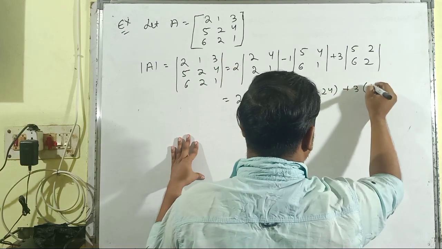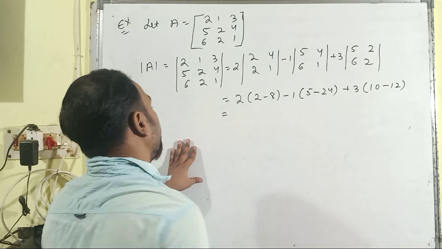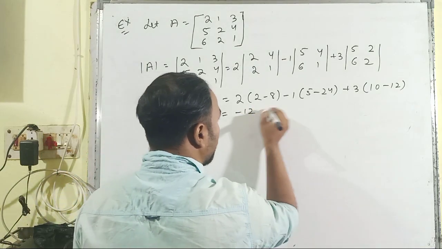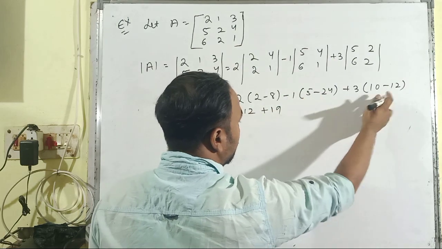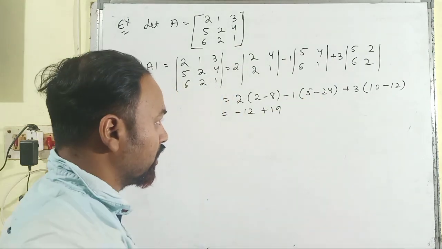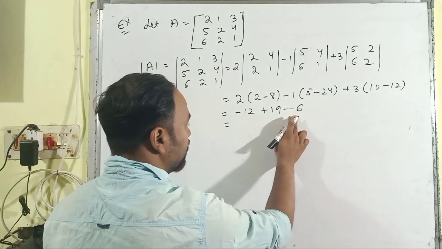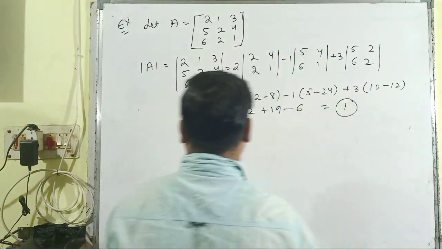it is 2 into (2 minus 8), minus 1 into (5 minus 24), then plus 3 multiplied with (10 minus 12). That is minus 6 into 2, which is minus 12, then minus 19 becomes plus 19, and 10 minus 12 is minus 2, multiplied with 3 is minus 6. So minus 12 plus 19 minus 6, that means this value is equal to 1.